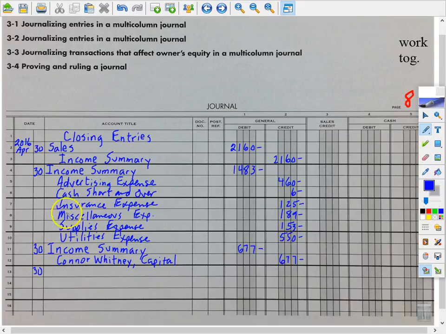Okay, so with this one entry, I'm going to basically kill two birds with one stone. I'm going to reduce Connor Whitney Capital by the amount of his withdrawals. And how much was that? What's the drawing balance on the worksheet? $1,700. So the effect of this is to lower capital by the amount of his drawing. And now this entry is going to zero out drawing.